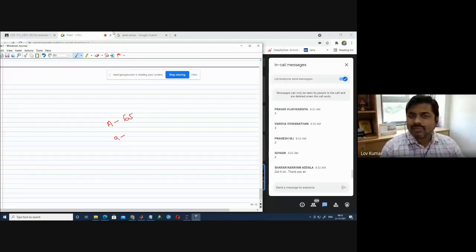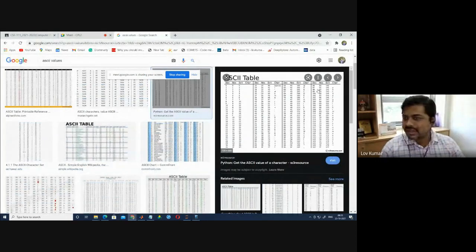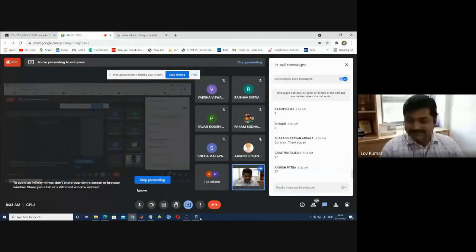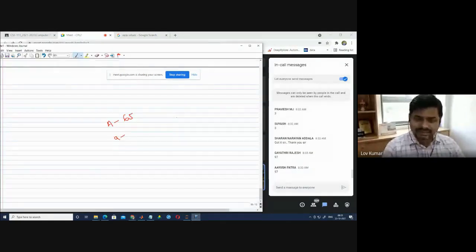What is the ASCII value for a small a? You can check the table, and we are writing the decimal 97. That is your ASCII value. What are we writing here? 97. We are talking about the decimal, so we are writing 97. Now the same will go for the others.